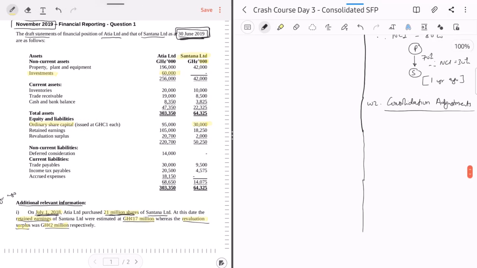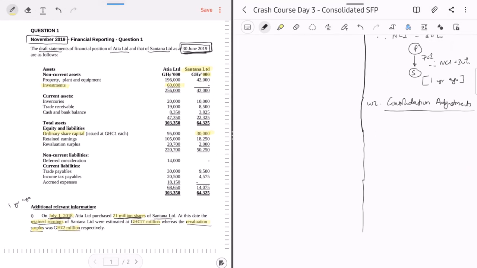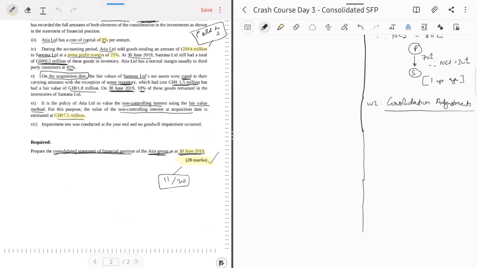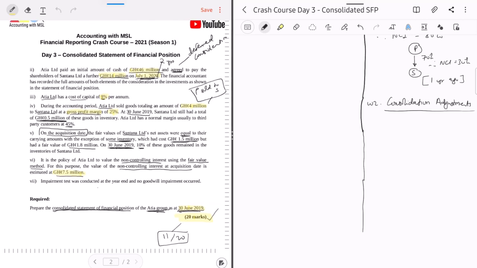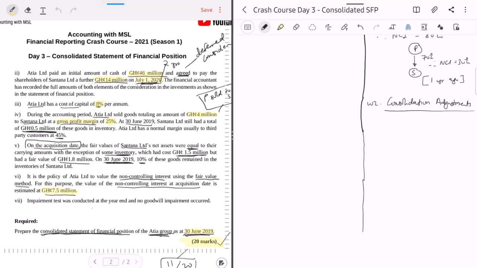Let's make a mental note that note one has given us the figures for opening balance when it comes to retained earnings, and then revaluation surplus, which can be seen right here. So what we'll do is go to the next note. Now look at note two. They are saying Actia Limited paid an initial amount of cash of 46 million CDs and agreed to pay the shareholders of Santana a further 14 million on 1st July 2020. The financial accountant has recorded the full amount of both elements of the consideration in the investment.